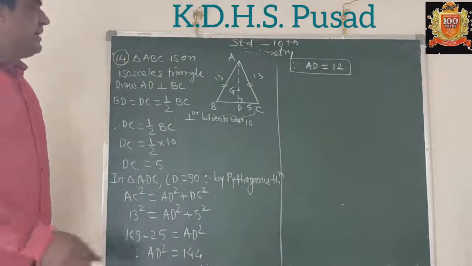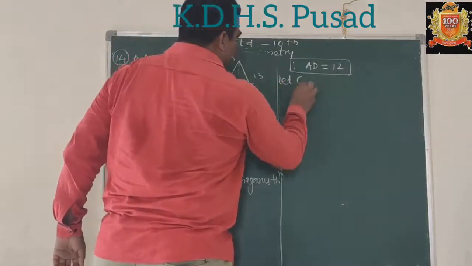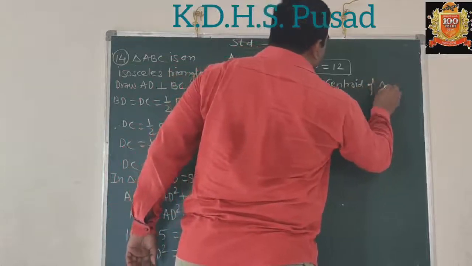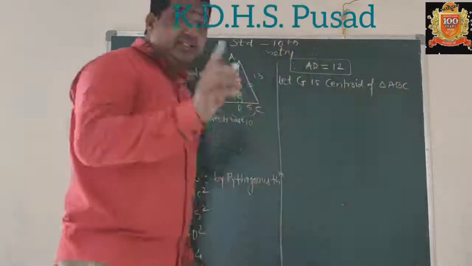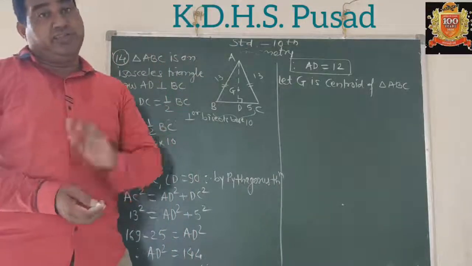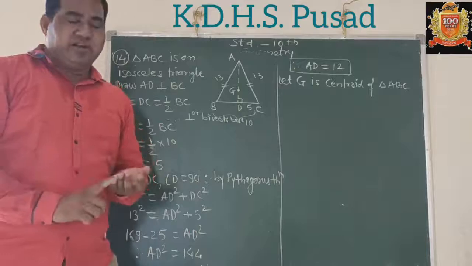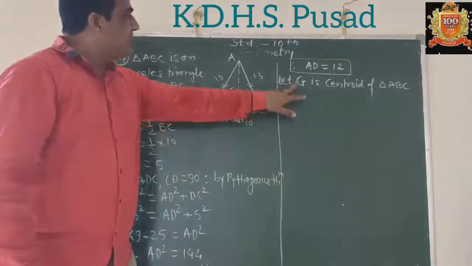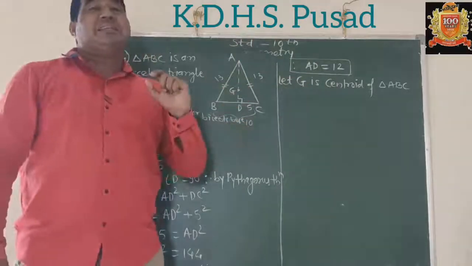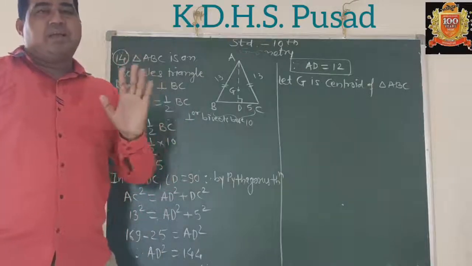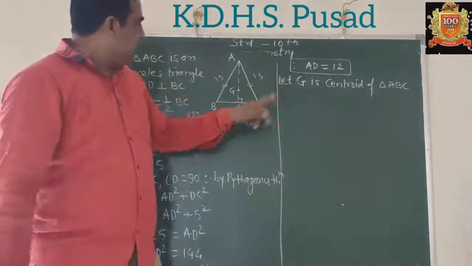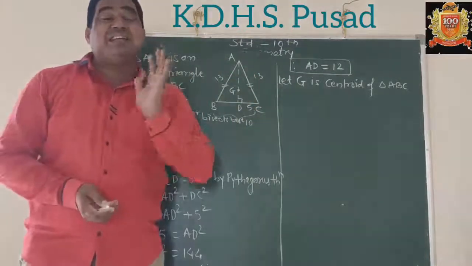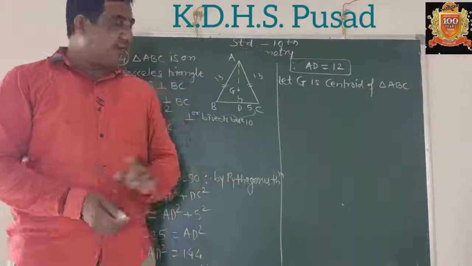Now what is the question? Find the centroid. Let G be the centroid of triangle ABC. In standard 9, you have studied many formulae and theorems: all the medians, all the altitudes, all the angle bisectors, all the perpendicular bisectors intersect at the same point. Here, the centroid is where all the medians intersect. Here that is the perpendicular, and these two parts are equal, that is the bisector. All of them intersect each other at the same point, and that point is G.